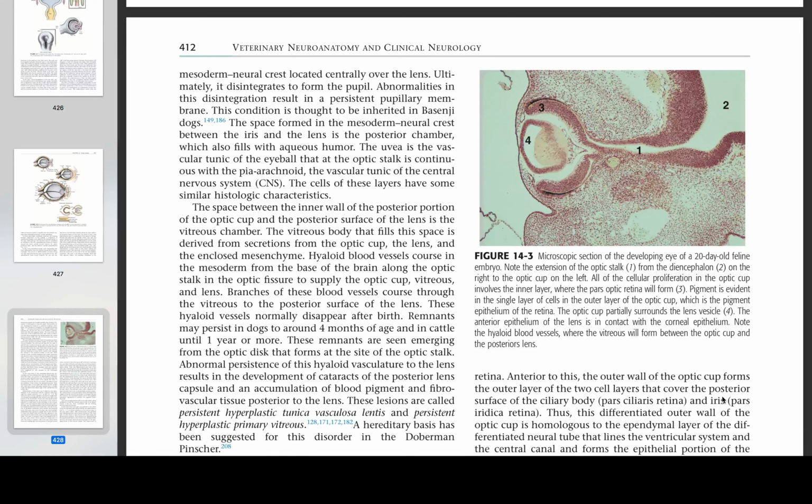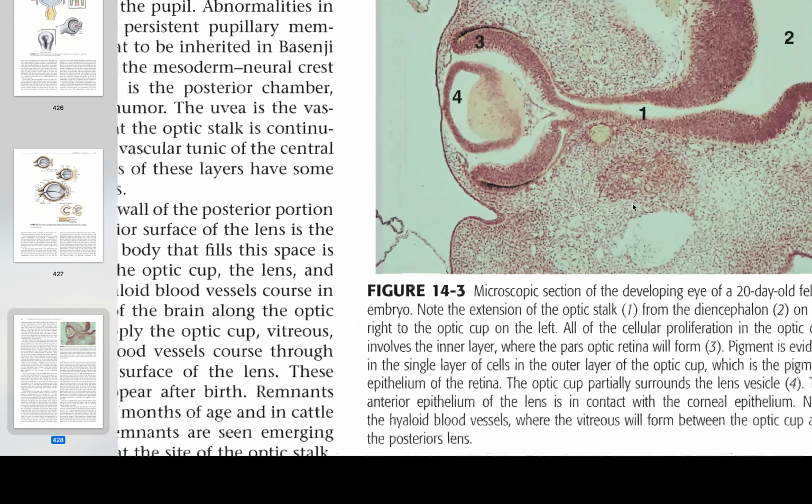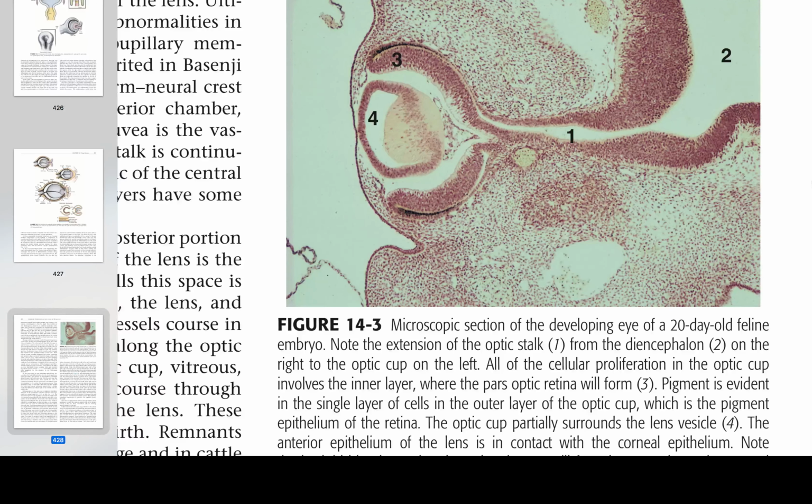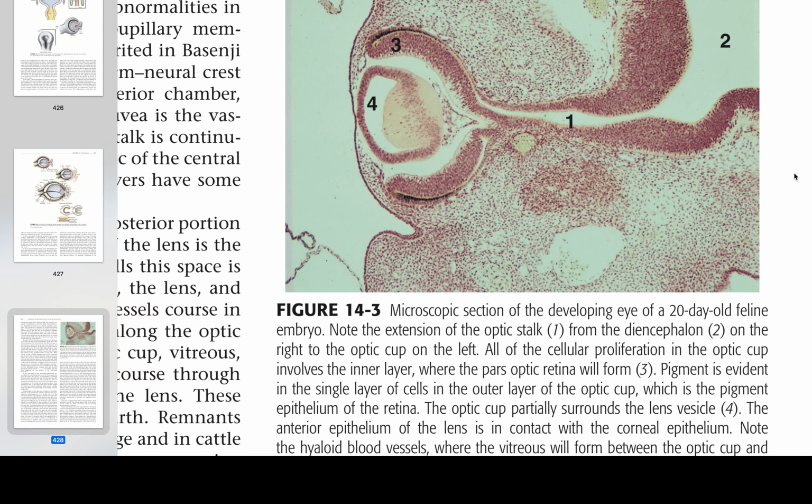The entire outer wall of the optic cup, which initially proliferated, later regresses to a single layer of cells, posterior to where the ciliary body will form and adjacent to the choroid. The two layers of the optic cup form the pars optica retina. The outer, or posterior, wall is the pigment layer of the pars optica retina, which consists of a single layer of cells. The inner, or anterior, wall of the pars optica retina forms the multilayered nervous portion of the pars optica retina. Anterior to this, the outer wall of the optic cup forms the outer layer of the two cell layers that cover the posterior surface of the ciliary body, pars ciliaris retina, and iris, pars iridica retina.